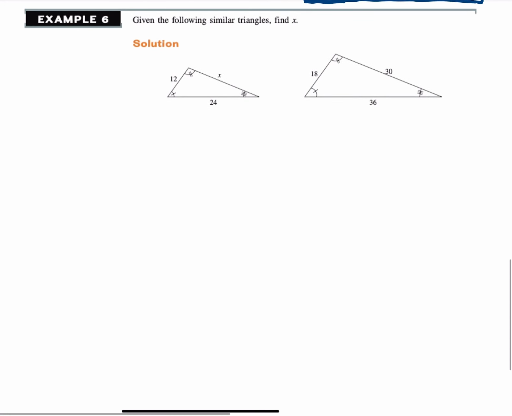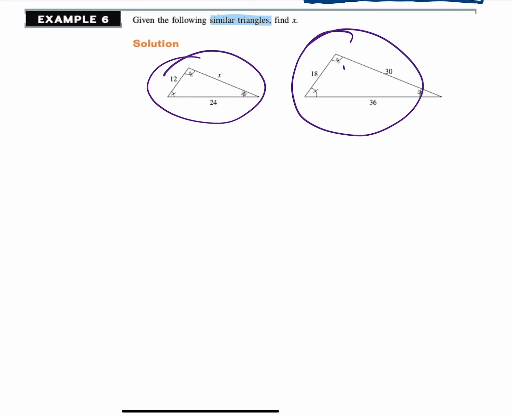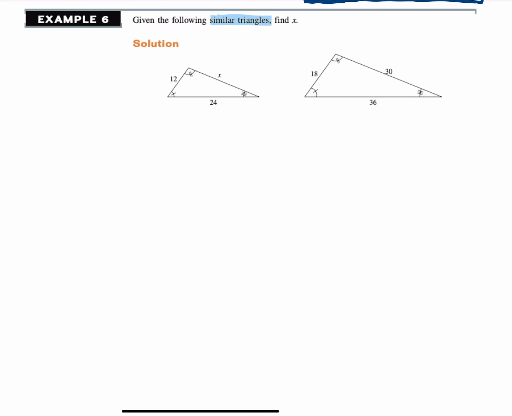Cool. So in example 6, we have a situation involving two triangles, and we're going to use a property of what's called similar triangles. When they say that these two triangles are similar, what they mean is that one of them is just like a scaled up version of the other one. It's like if you took this one and zoomed in, or just made it larger, you get the second triangle.